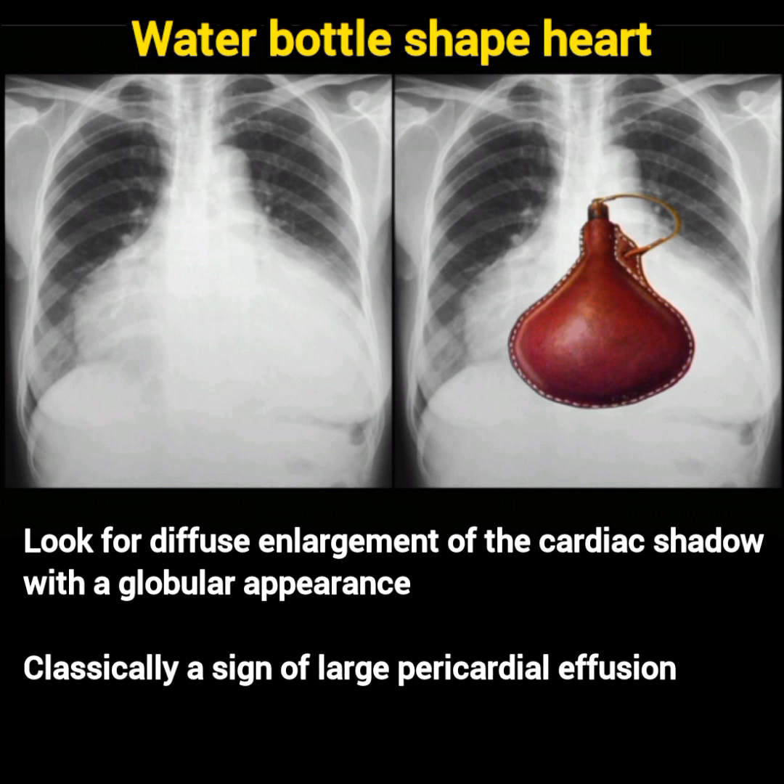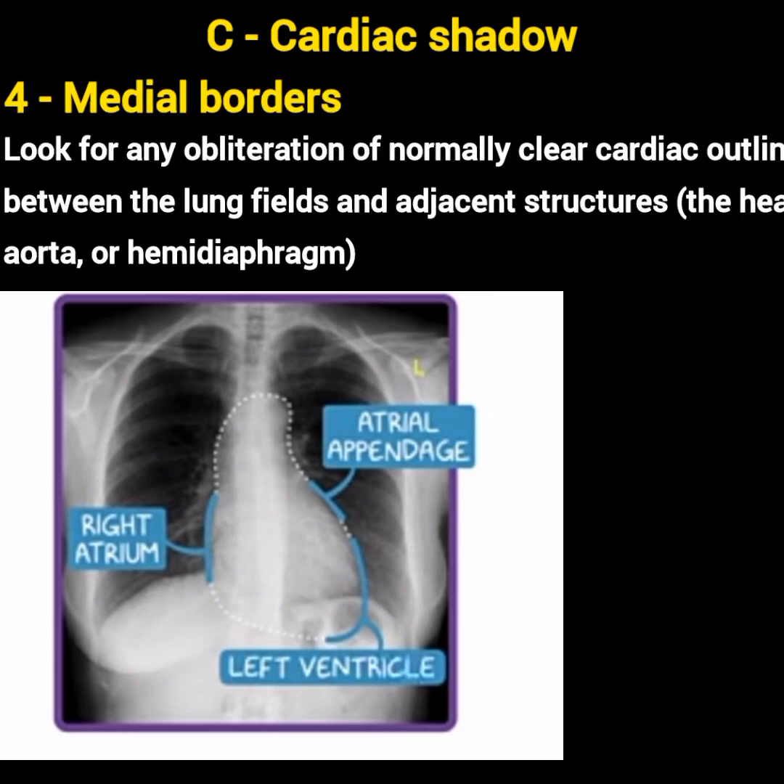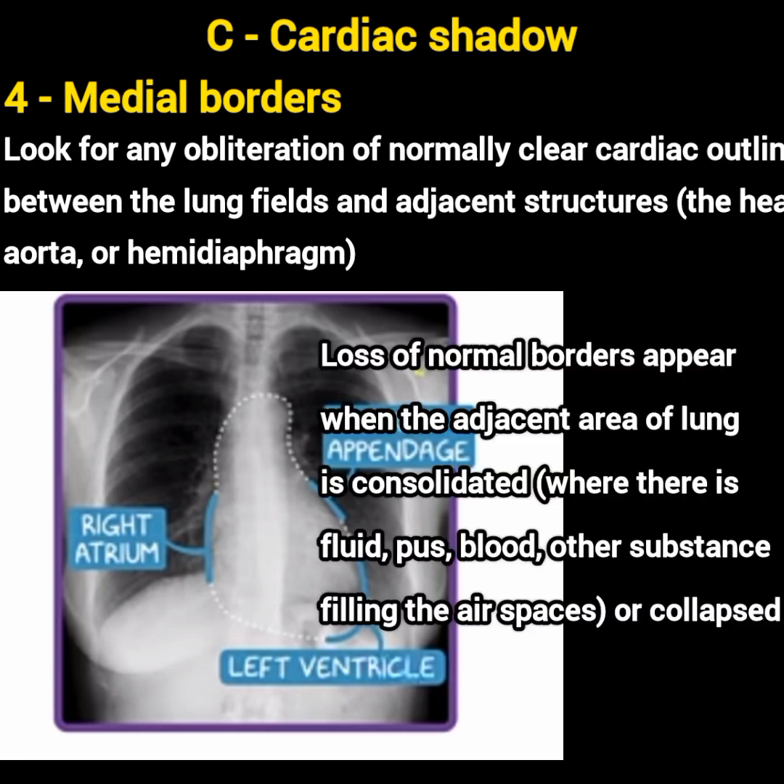Also inspect the borders, the silhouette sign. Look for any obliteration of the normally clear cardiac outlines between the lung fields and the adjacent structures, that's the heart and the aorta. Any loss of normal borders appears when the adjacent area of the lung is consolidated, where there is fluid, pus, blood, or other substance filling the airspace, or when the lung is collapsed.